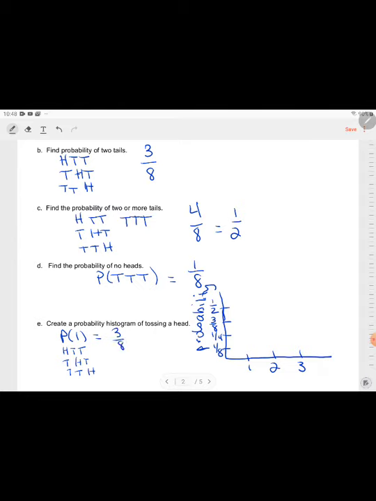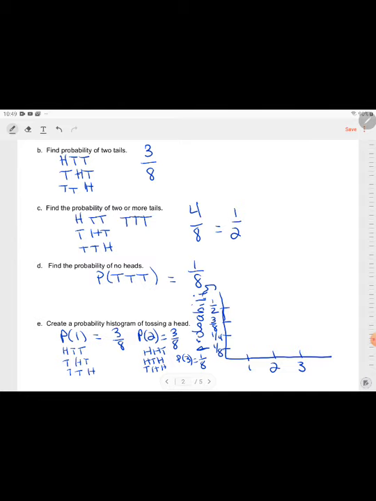Okay, now the probability of getting 2 heads is also 3 out of 8. Because that's going to be a head, head, tail, head, tail, head, and a tail, head, head. That gives us 2. Okay, and then the probability of all 3 heads is 1 out of 8.